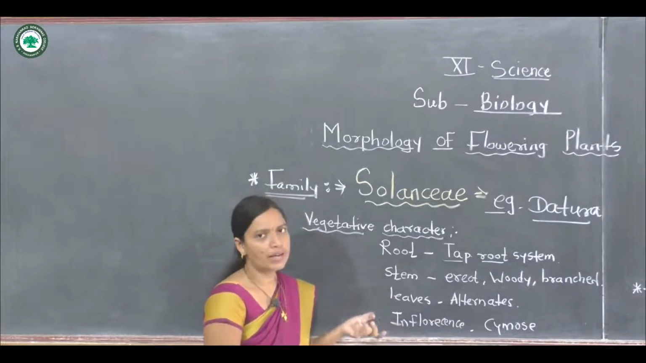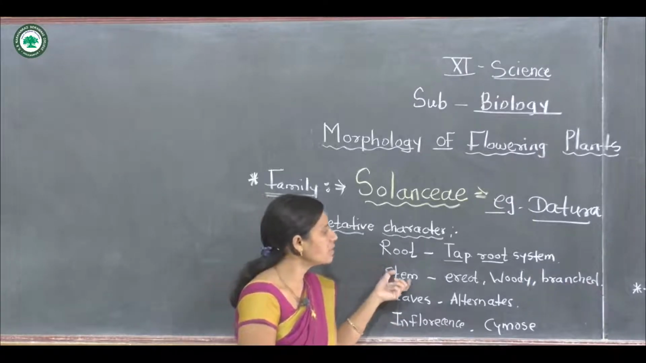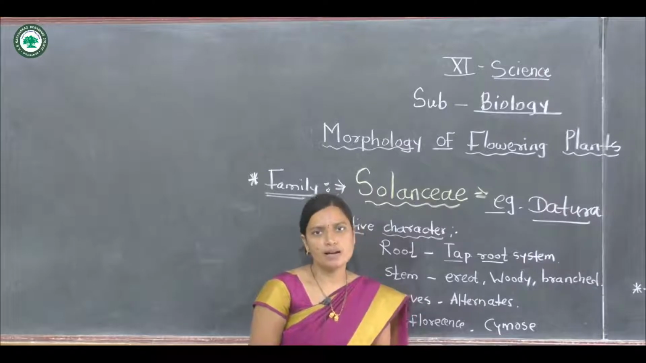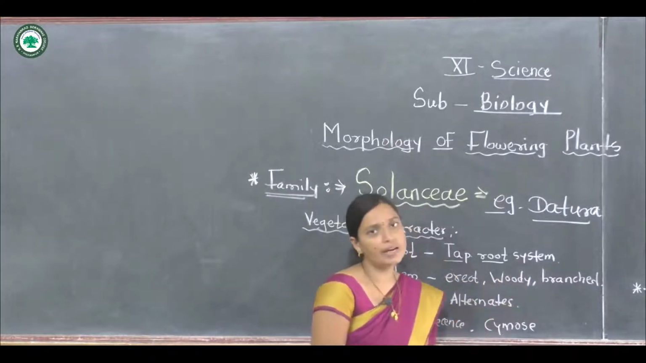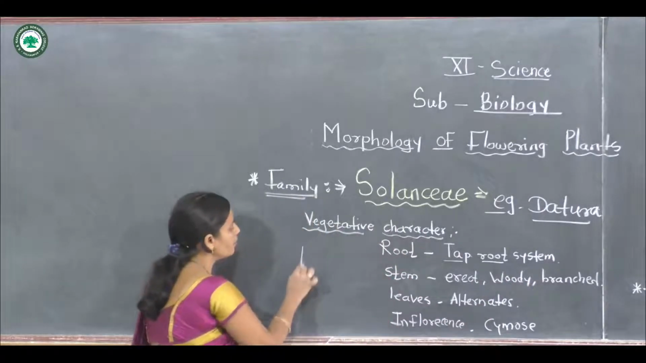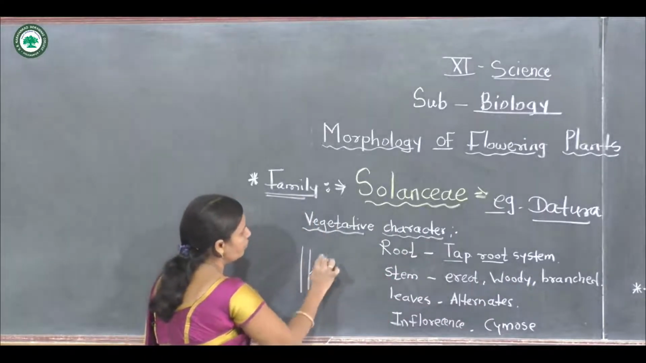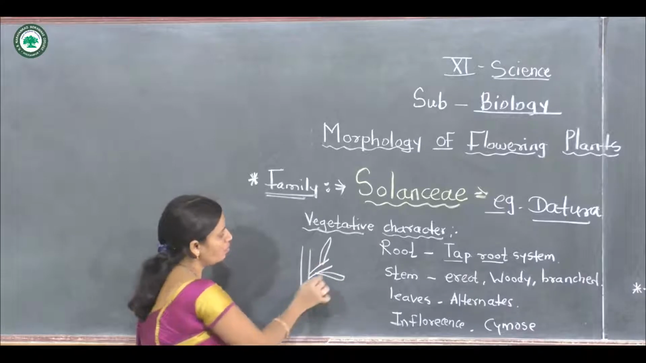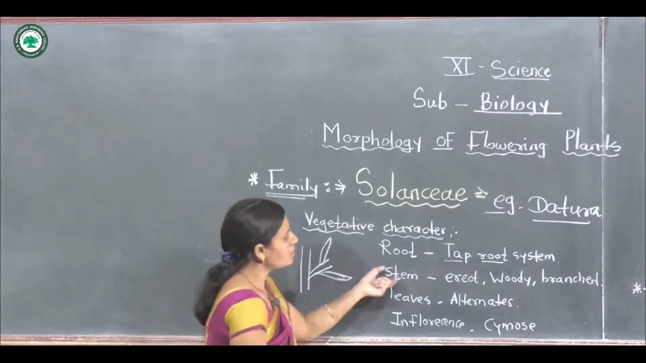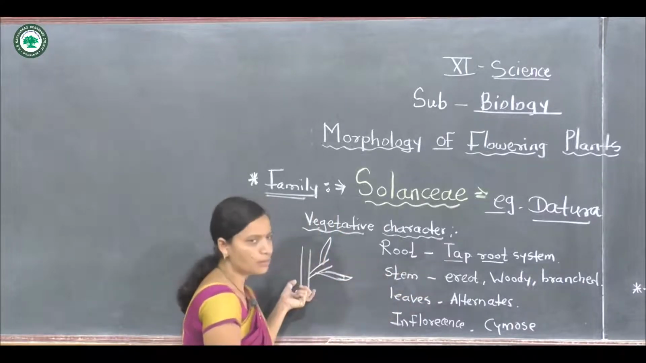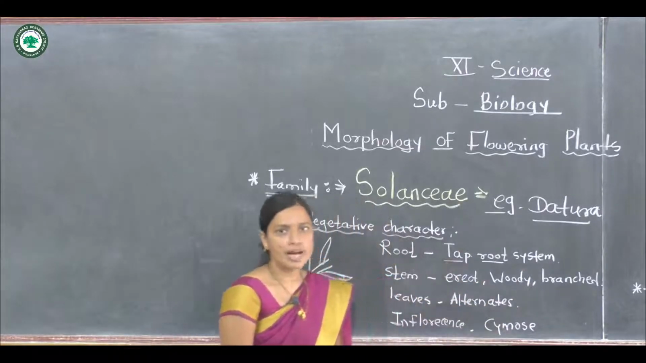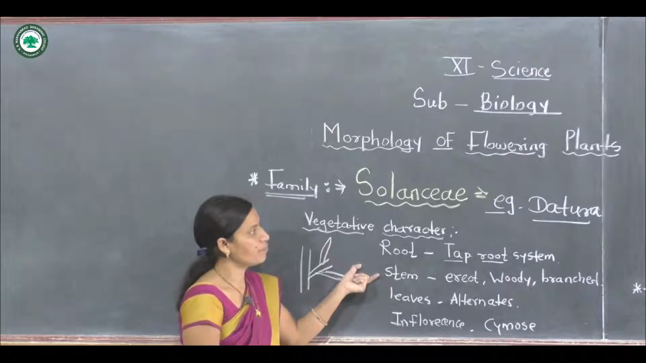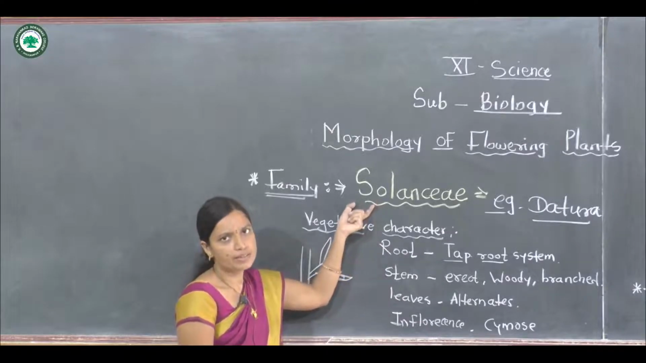Next vegetative character is the stem. The stem of this plant is erect, woody in nature, or branched. This means the stem shows branches. In some plants the stem is woody or branched in the Solanaceae family.